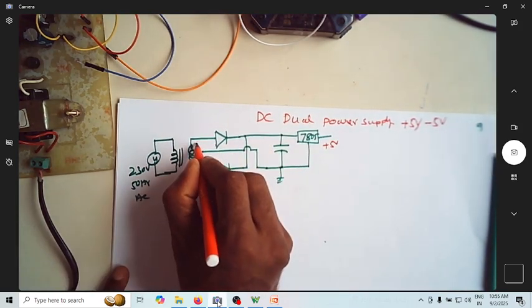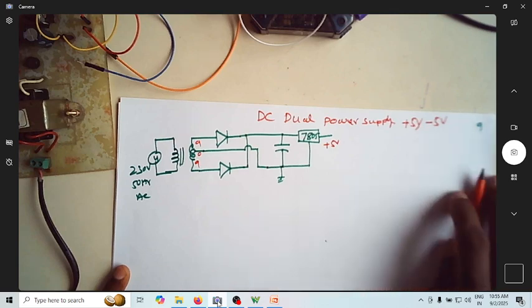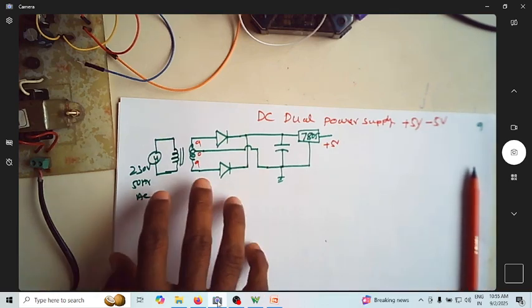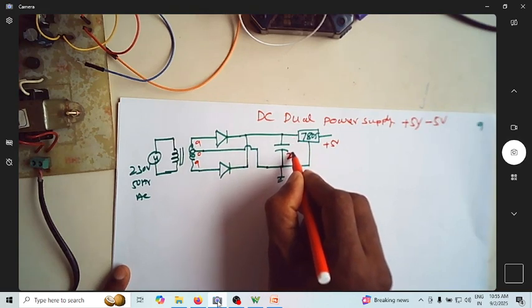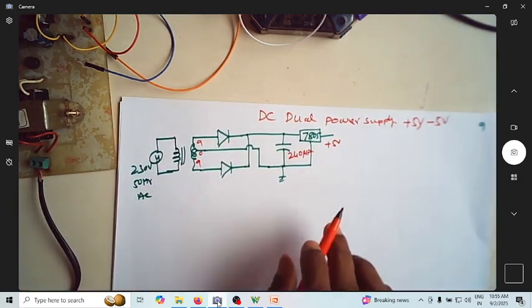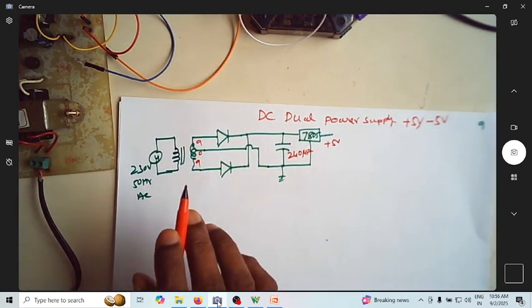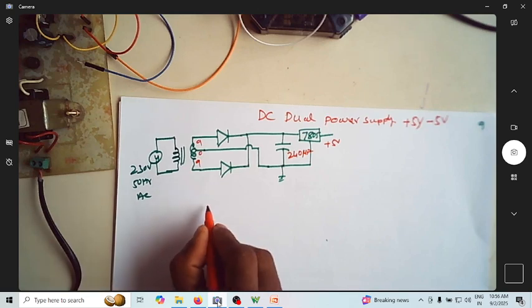So assume that you are using a 7805 as the regulator. Of course, we found that you can use a 240 microfarad as a capacitance value. So you will get 5 volt. Then how do I get minus 5 volt? To get minus 5 volts, what I'll do is I will reverse this diode.